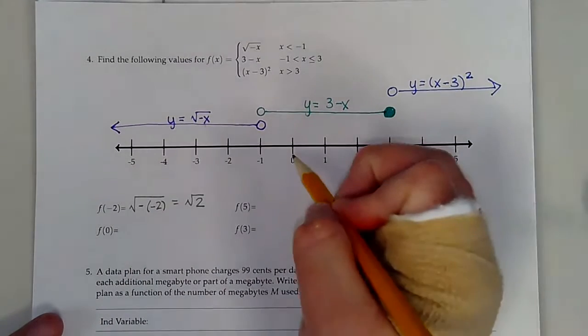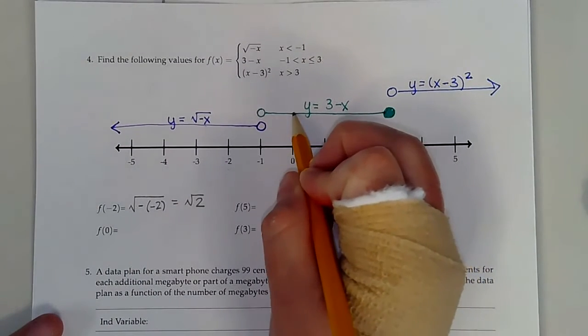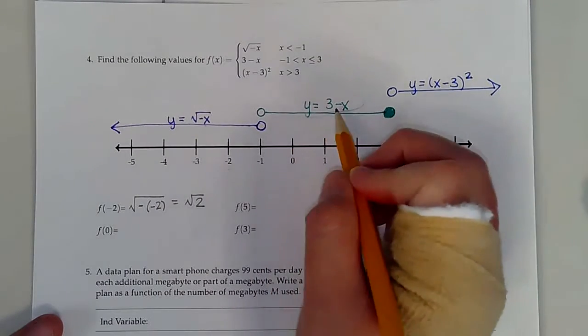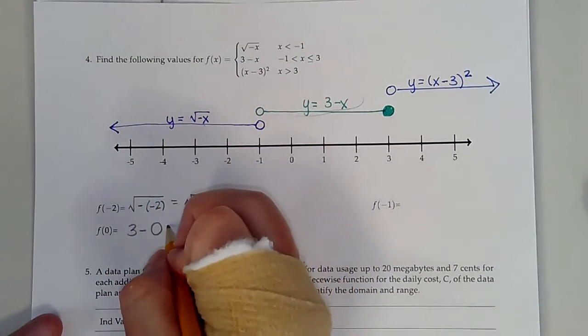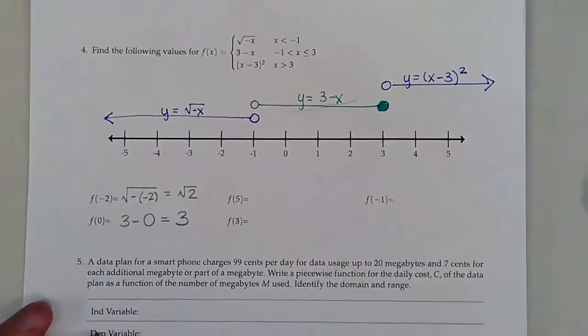F of 0, so here's 0, x equals 0. So we're using this green function here. This y is 3 minus x. So I say 3 minus 0, and that's equal to 3.